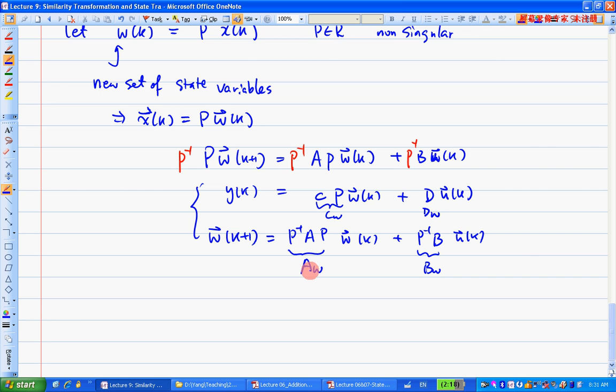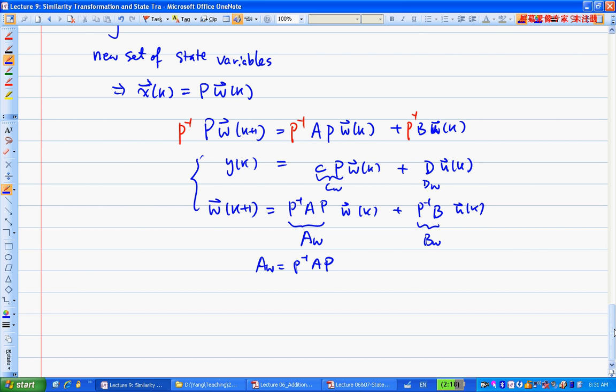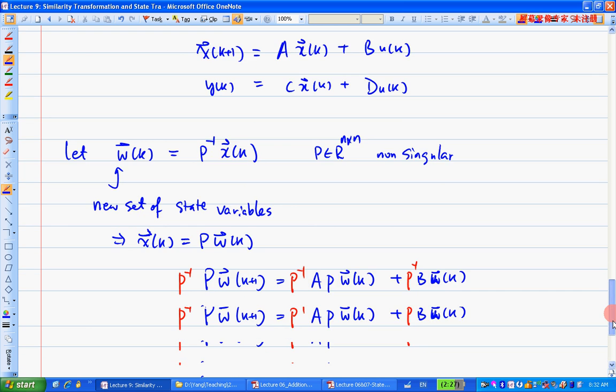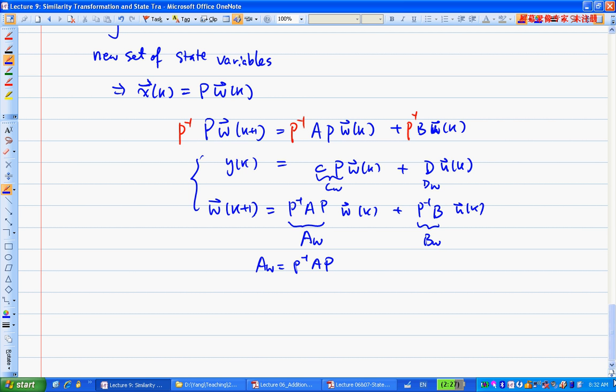So basically A_W is the key here. A_W is P inverse A P. Now you have this brand new state space equation. Well, we said it's brand new, however, you still have to bear in mind it's not really brand new. It describes the same system. It's nothing new, it still describes the same system as the original one.